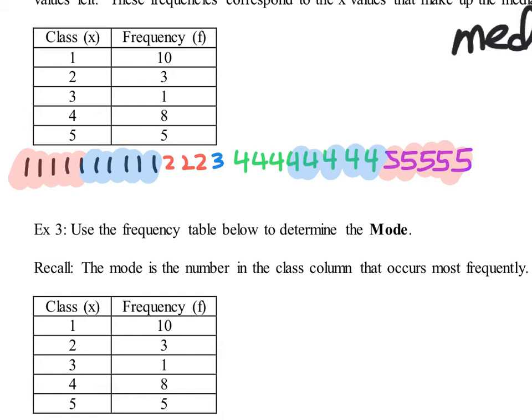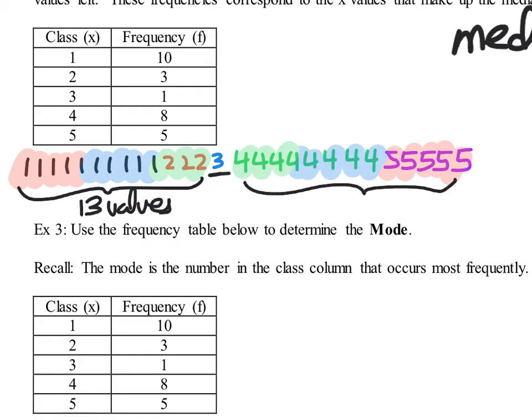All right, and then let's switch over to the green. 1, 2, 3. And then finally we get to the middle value, which is right there. There are 13 values on either side. Here's 13 values. 13 values.